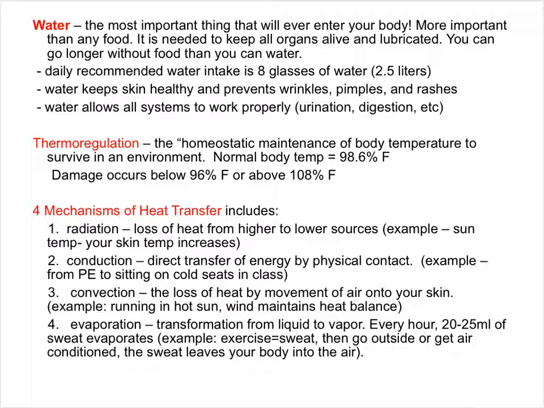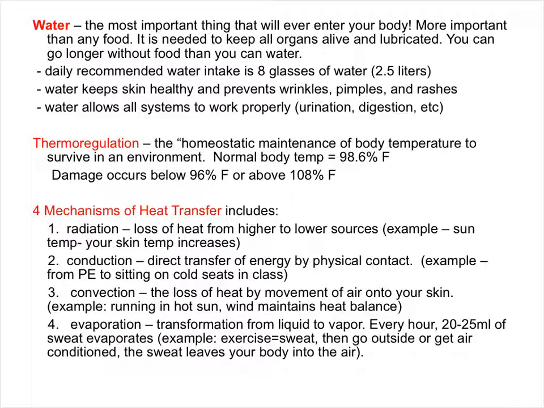Convection is the loss of heat by movement of air onto your skin. An example would be running in the hot sun or wind, and that would maintain the heat balance. As the air goes over your skin, the heat would leave your skin and go into the air. And then the next one, number 4, is evaporation. That's the transformation of liquid to vapor or gas.